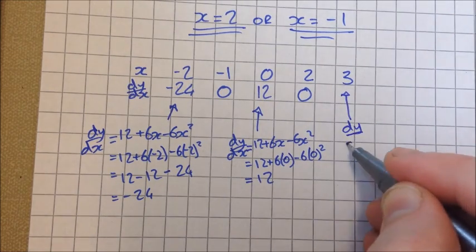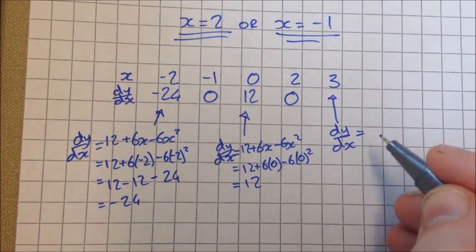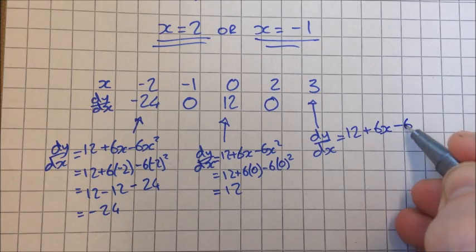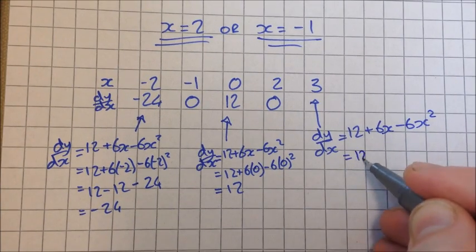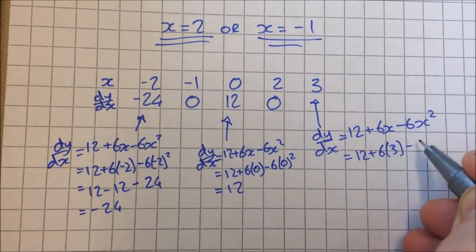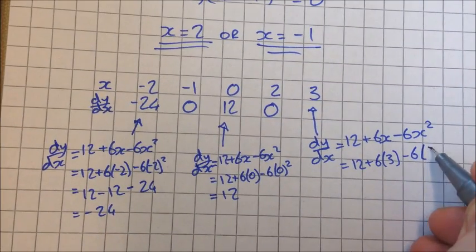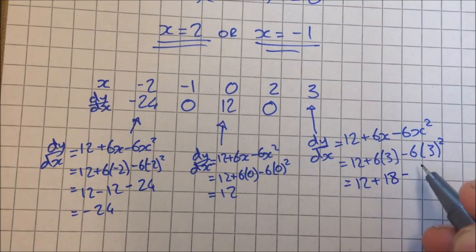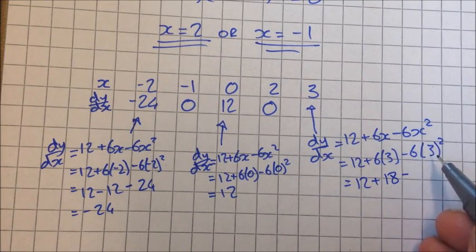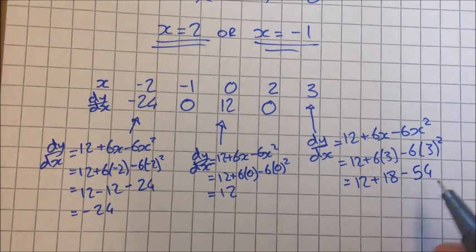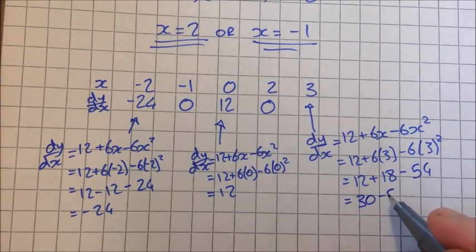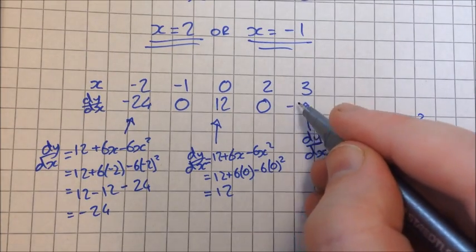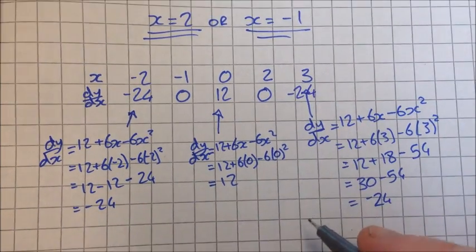This one, dy/dx is 12 plus 6x take away 6x squared, so 12 plus 6 lots of 3 take away 6 lots of 3 squared. 12 plus 18 take away 6 lots of 3 squared, which is 9, so 6 lots of 9 is 54. So that's 30 take away 54, which is negative 24. Oh, I've just gone over my error there.